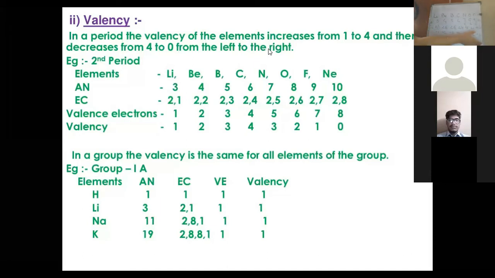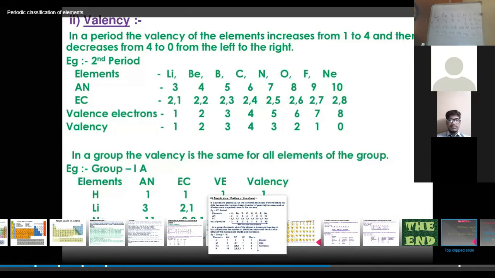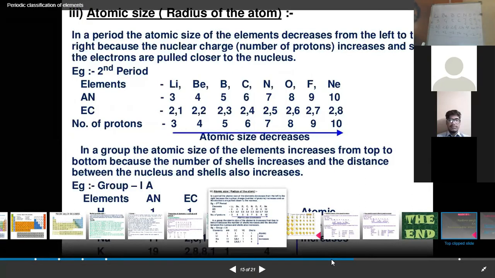When we move across the horizontal rows, first there is an increase in the valency, and then there is a decrease in the valency, and ultimately it goes to 0. This is true for each and every period. Whatever trends I am talking about are for each and every period. Now the next characteristic which I am going to talk about is atomic size.